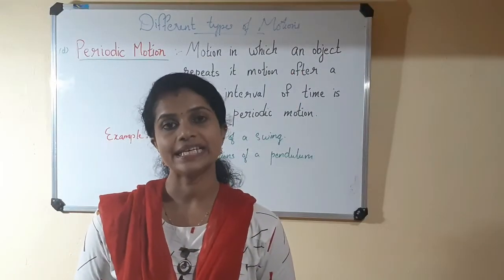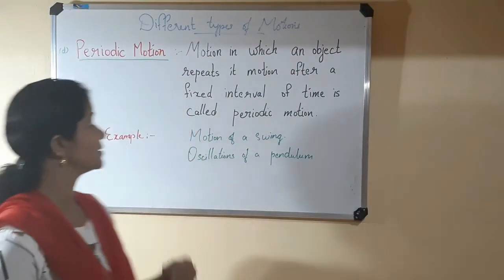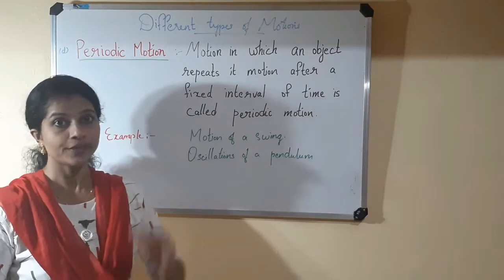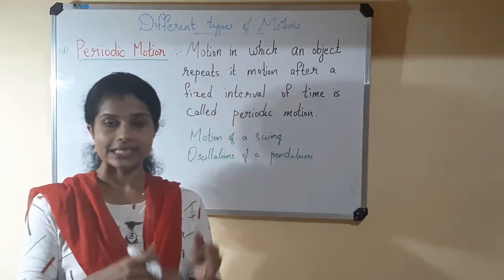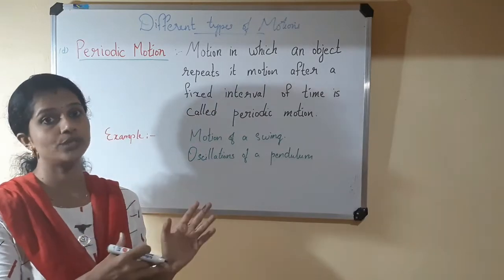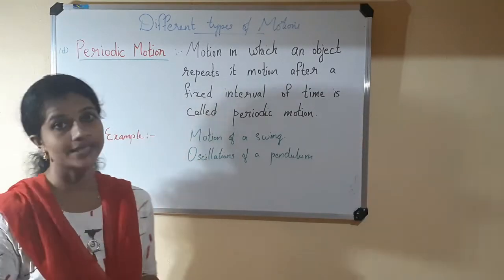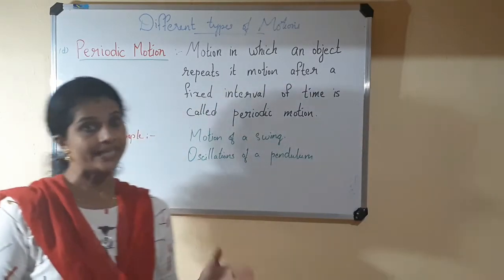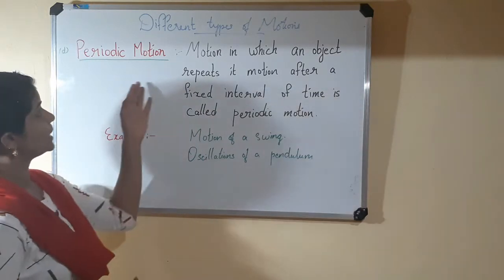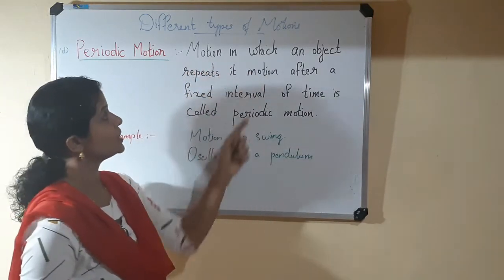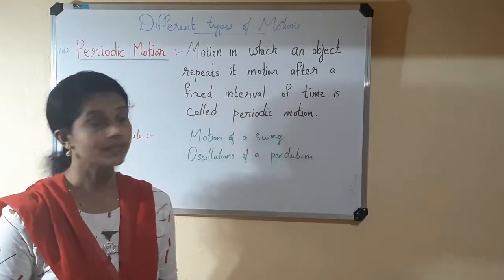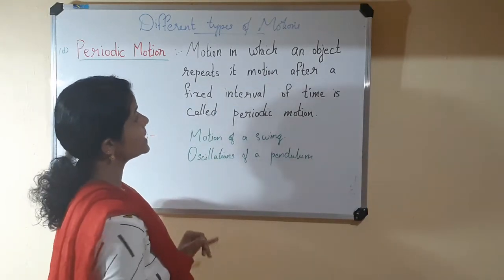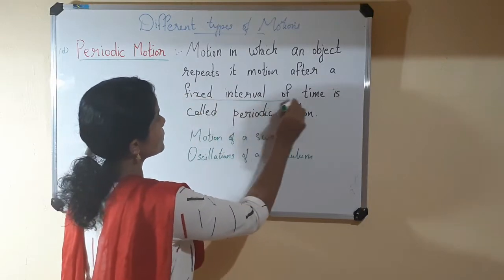The fourth one is periodic motion. So let's see periodic motion. Before starting, I would like to say that in this lesson you are giving more priority to this type of motion, that is periodic motion. So let's start. Periodic motion means motion in which an object repeats its motion after a fixed interval of time. That is very important. It repeats its motion after a fixed interval of time.